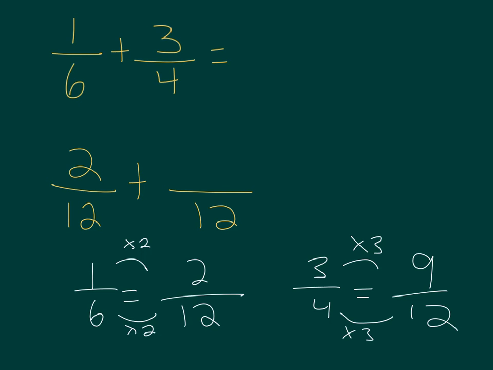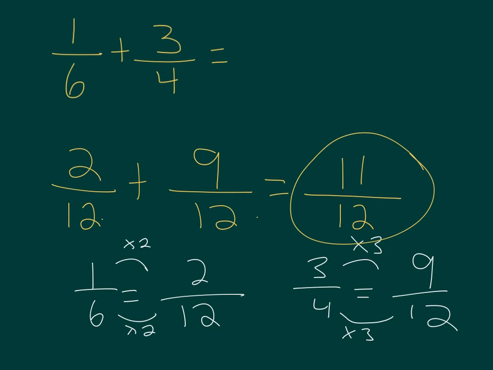So I know that this is the same as 2/12 plus 9/12. My denominators are the same, so I can add. My denominator stays 12, and 2 plus 9 is 11. We get 11/12. We did not have to simplify on any of these problems. You may have to on your worksheet, and you may have to when you get up front.